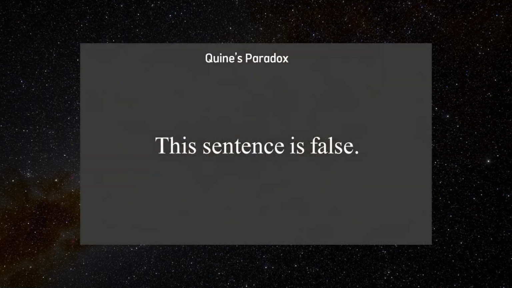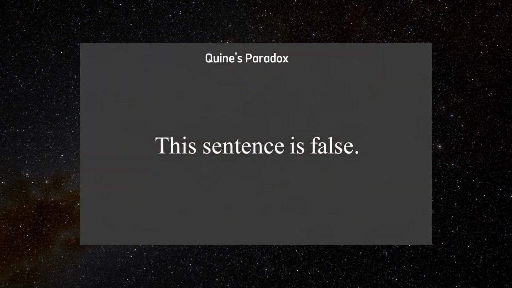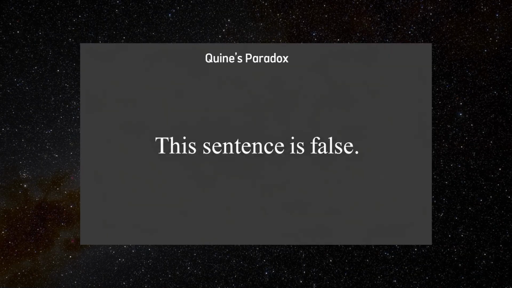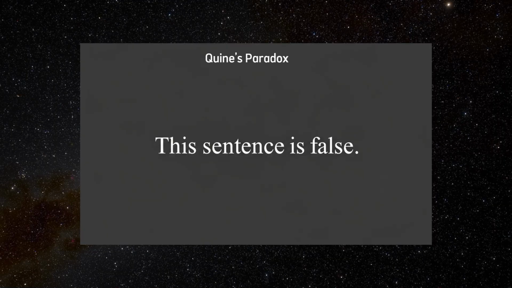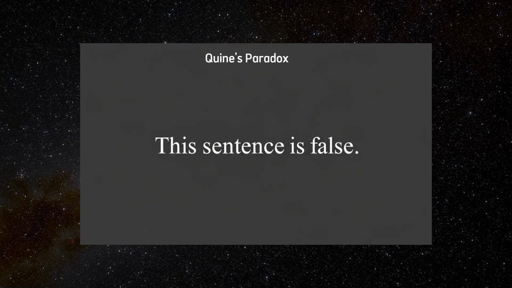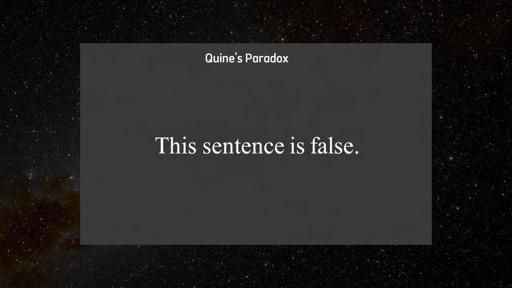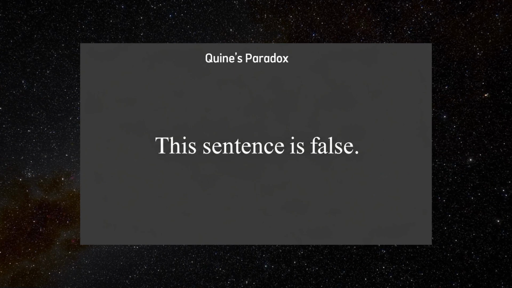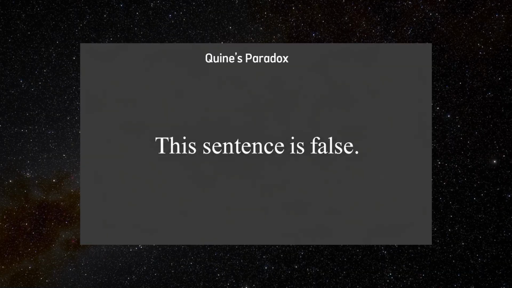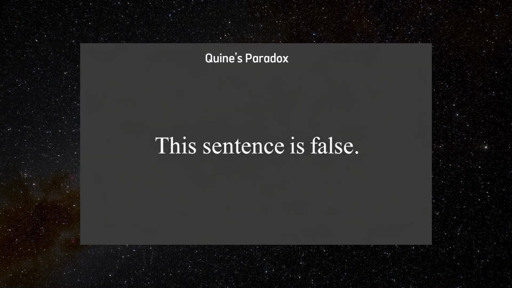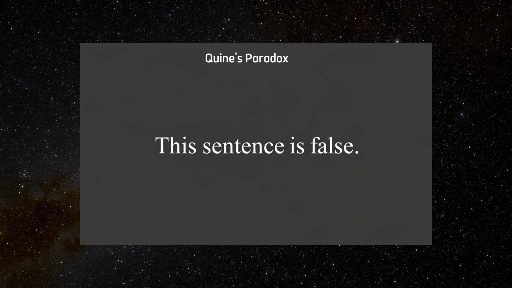Quine's Paradox. Quine's paradox is a curious and intricate puzzle in the realm of logic and semantics, attributed to the influential American philosopher and logician Willard Van Orman Quine. This paradox is less widely known than others like the Liar Paradox or Russell's Paradox, but it touches on deep issues in self-reference, truth, and the logic of language.